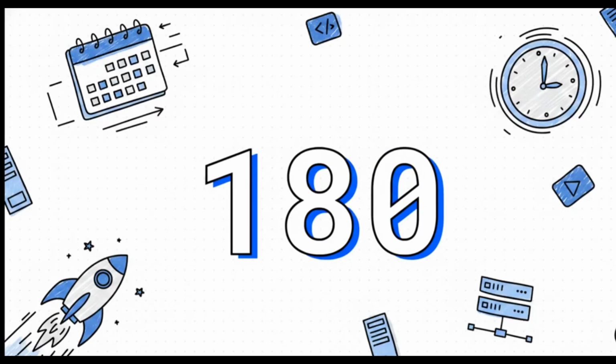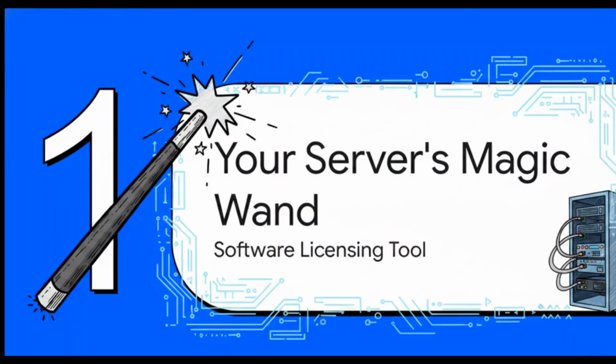180 days. It sounds pretty generous at first, but let's be real, time flies when you're buried in a project. That 6-month window can slam shut way faster than you think, usually right when you're in the middle of something really important. So, what's the solution? Well, it's actually this really powerful command line tool that's already built right into Windows. It's called the Software Licensing Management Tool, or as we know it, SLMGR. This is the official Microsoft-provided way to handle your server's license, and it is the key to extending our trial.